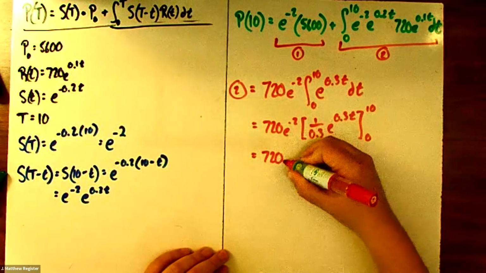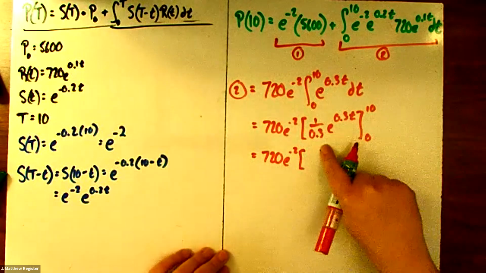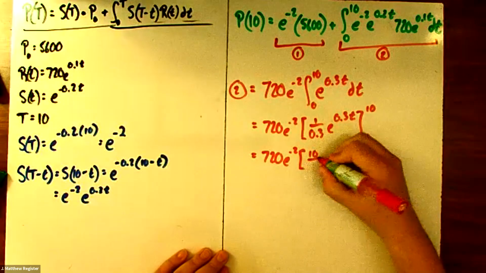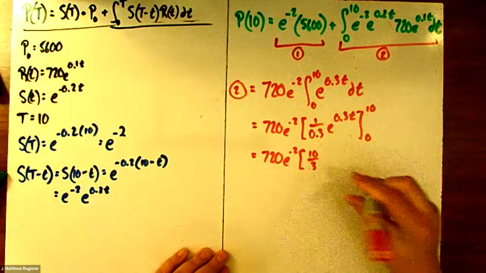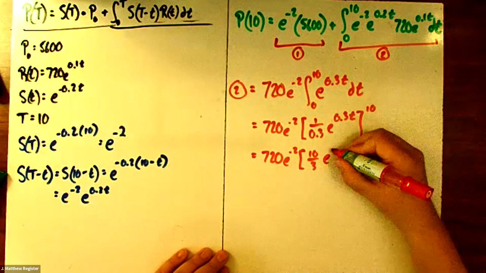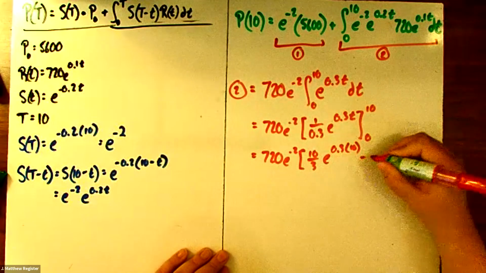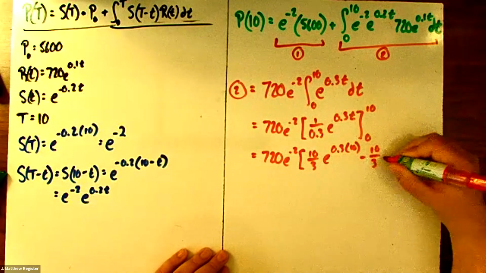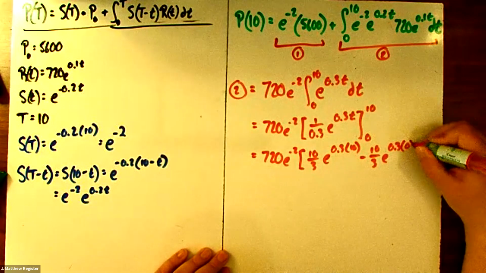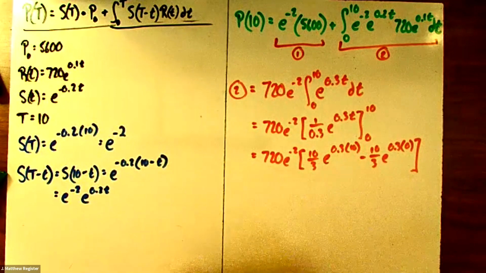The 720 e to the negative 2 can hang out again. Evaluating this at 10, well, we could clean this up and make it a 10 thirds. And we could even factor that out if we wanted to. And then it'll be e to the 0.3 times 10 minus 10 thirds e to the 0.3 times 0. And now that we can clean up.